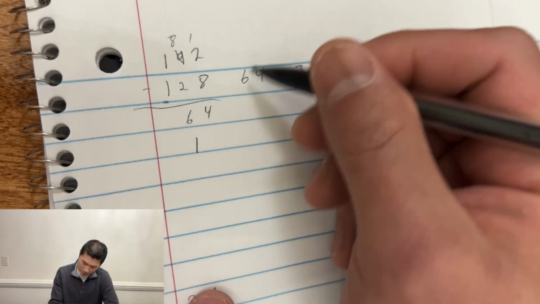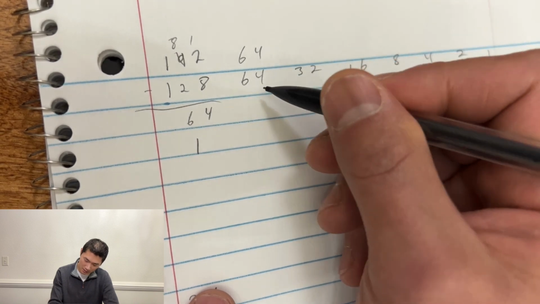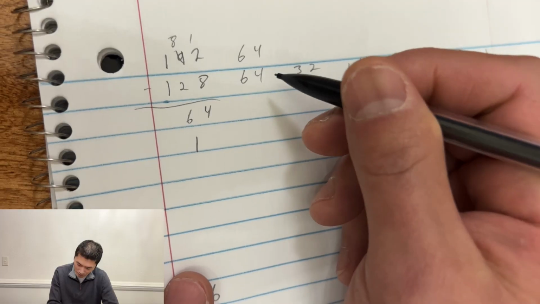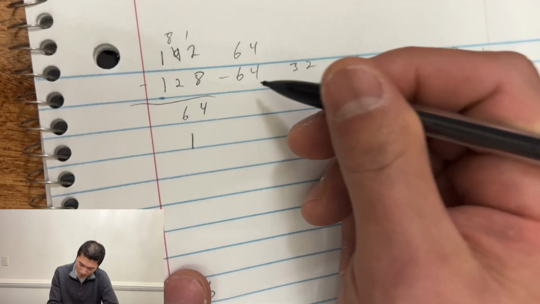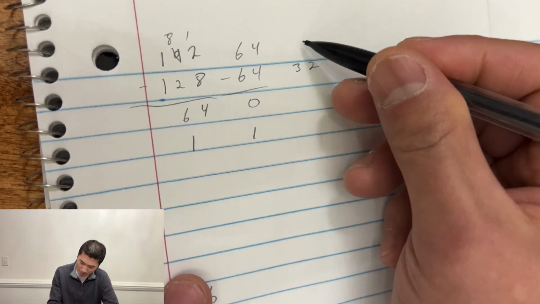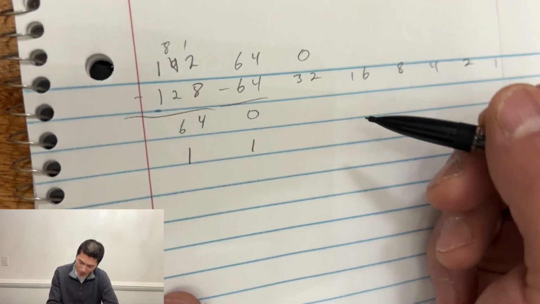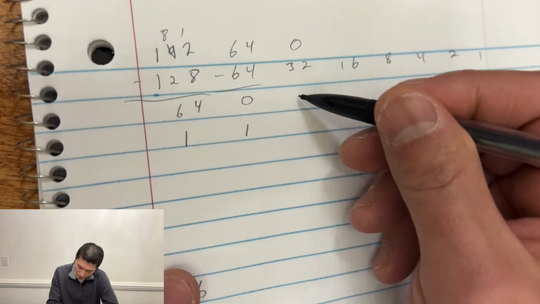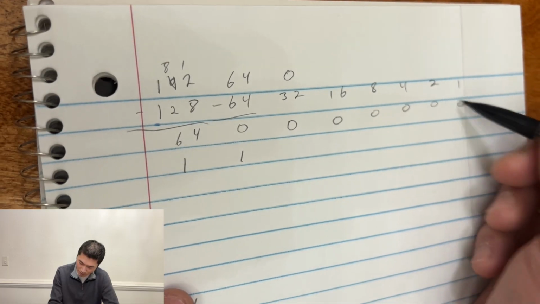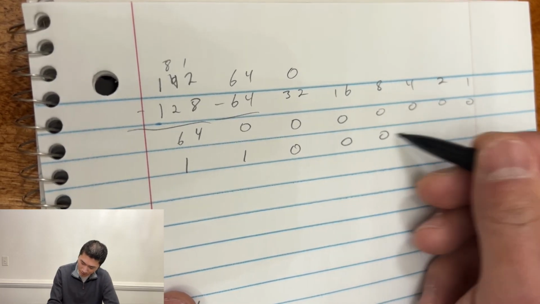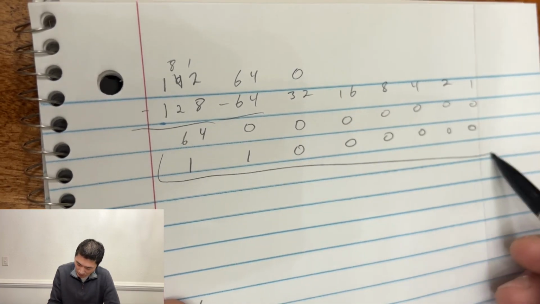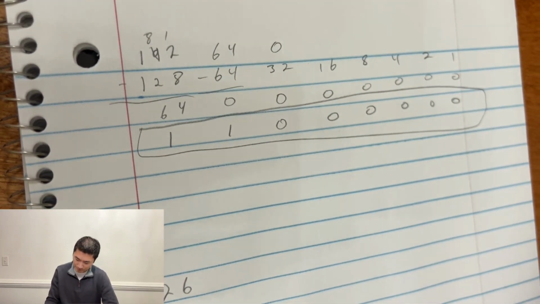So then we have 64 here. 64 is greater than or equal to 64, and 64 minus 64 is 0. So that's going to be a 1. 0 is less than 32, so that's going to be a 0. And then all zeros from then on. So 192 in binary is this.